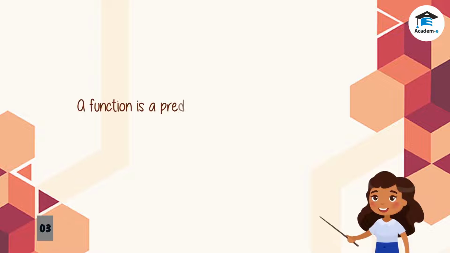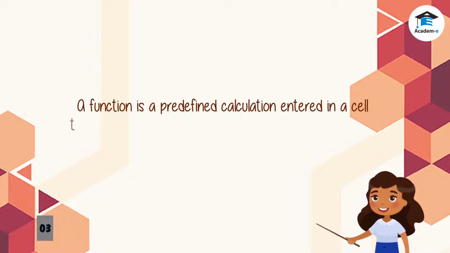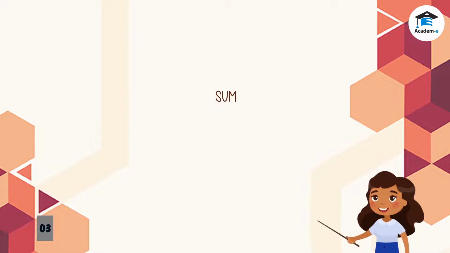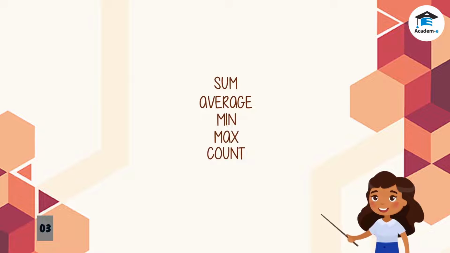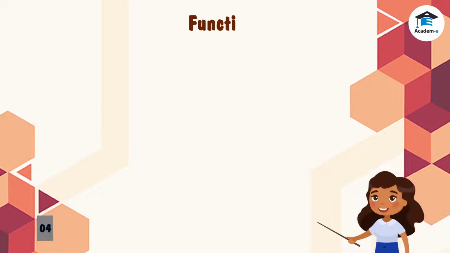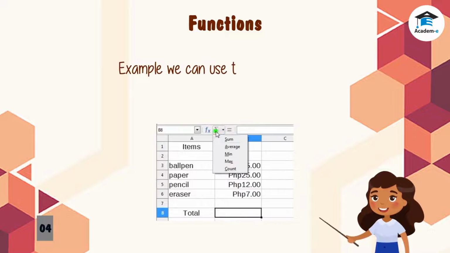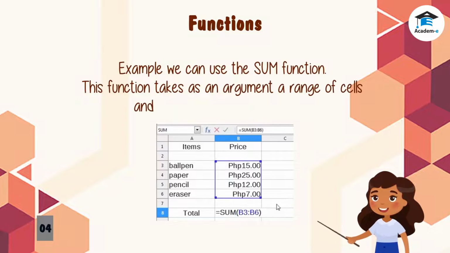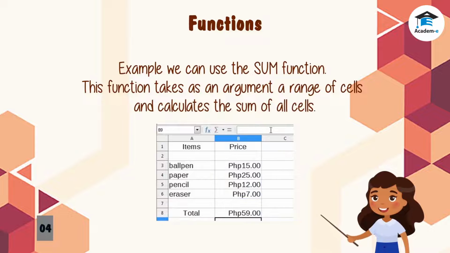A function is a predefined calculation entered in a cell to help you analyze or manipulate data in a spreadsheet. All you have to do is add the arguments and the calculation is automatically made for you. Functions help you create the formulas needed to get the results that you are looking for. Example, we can use the SUM function. This function takes as an argument a range of cells and calculates the sum of all cells.